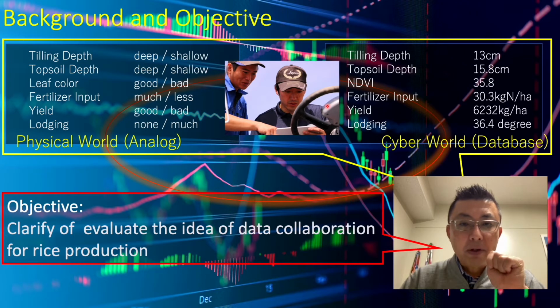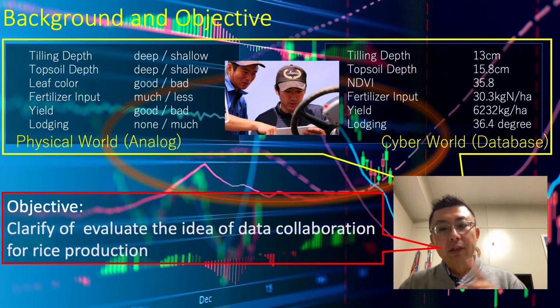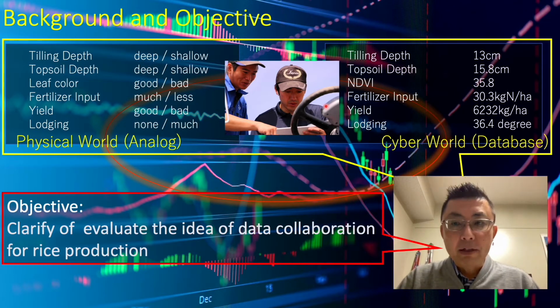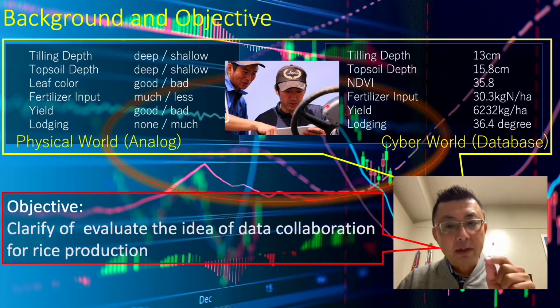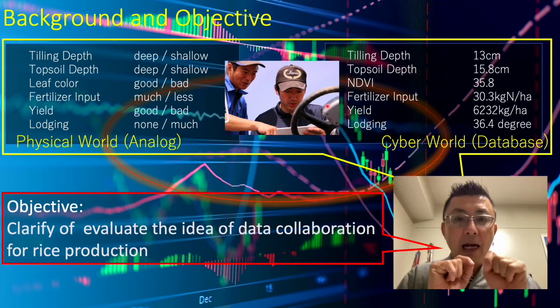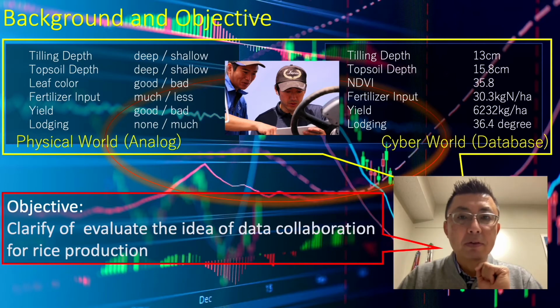The same phenomena might happen in your own country. Therefore, the purpose of our research is to introduce the idea of data linkage for rice production by defining the data types that can be collected in real time during the farm operation as high affinity parameters.